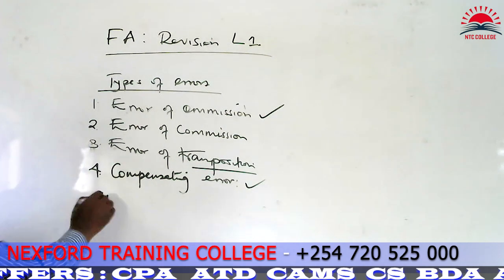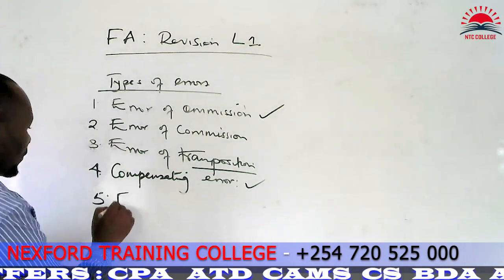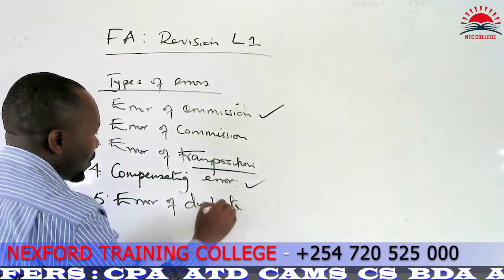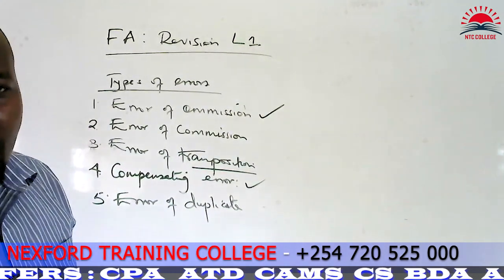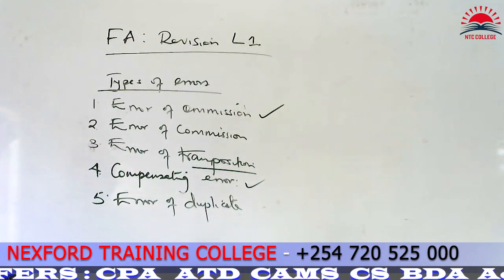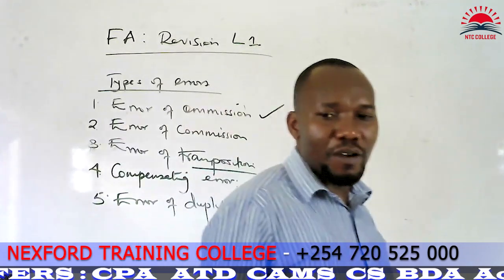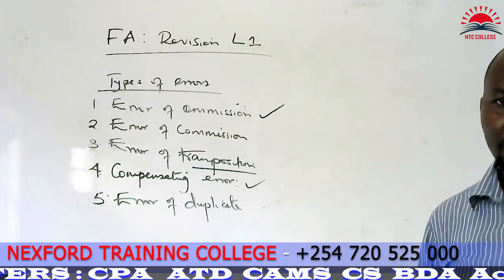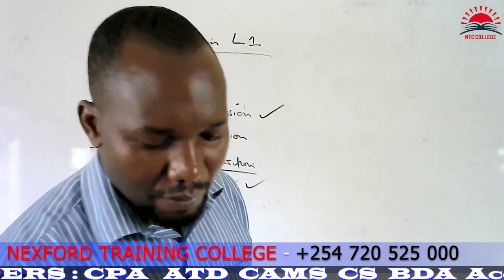is now number 5. It's called error of duplication. So you posted twice. I want you to write that. It occurs when you enter the same item of income or expense more than once. You decided to post, but you post twice without knowing. You post revenue twice without knowing.